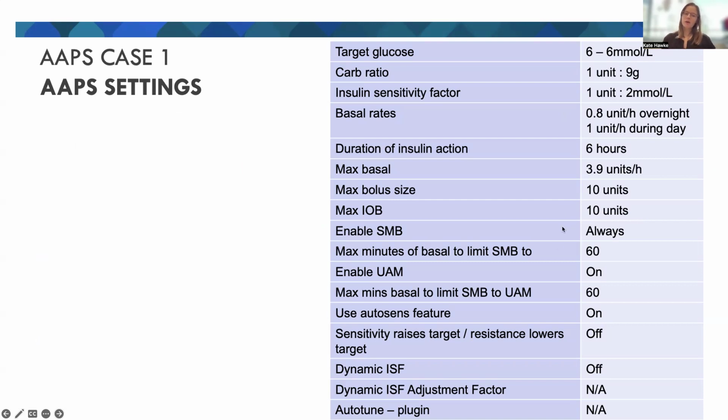We then have these less familiar settings if you haven't used aAPS, and we're simply telling the system that we do want to enable SMBs. We want to have the ability to give those auto boluses, and we're setting the max minutes of basal to limit SMB to 60. A common starting point would be 30, sometimes up to 60. The system under normal configuration maxes out at 120. So at most you can give 2 hours worth of basal in a single SMB on aAPS. So we're enabling that and setting that at 60, but we're not doing anything with dynamic ISF.